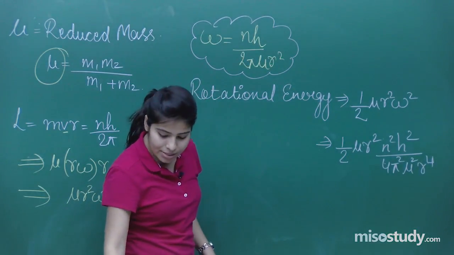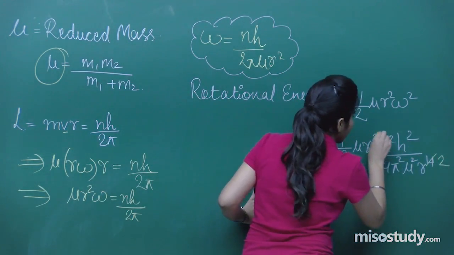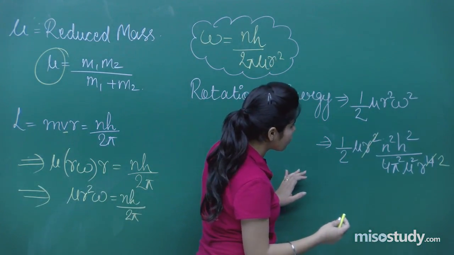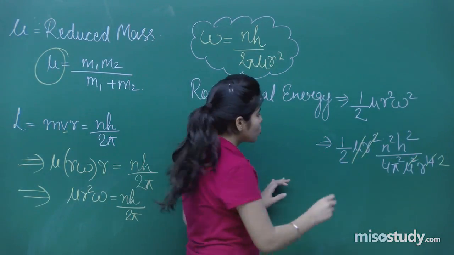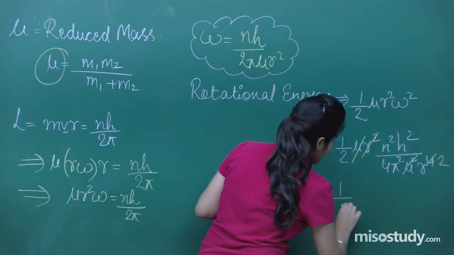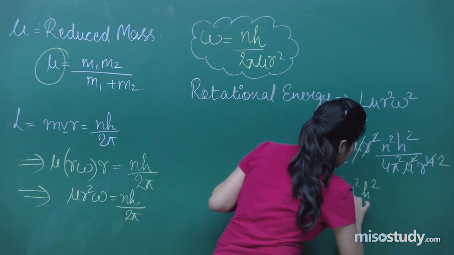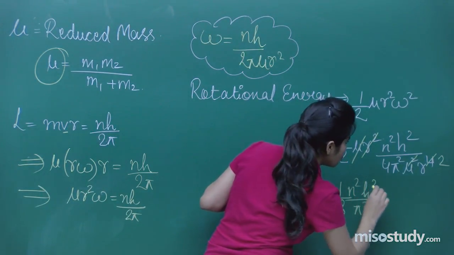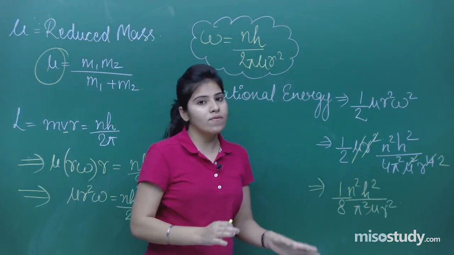From here what I can see is that this r square will be cancelled, and anything else that will be reducing over here. Okay, this mu and mu are getting cancelled. So we are left with 1 by 8, n square h square divided by pi square into mu r square. This we are left with.